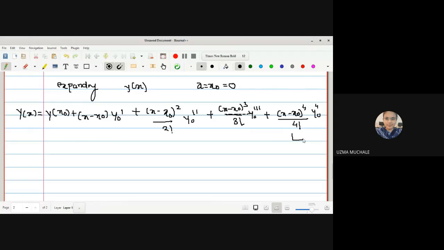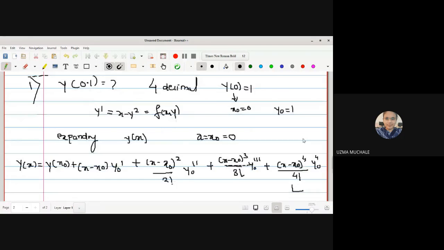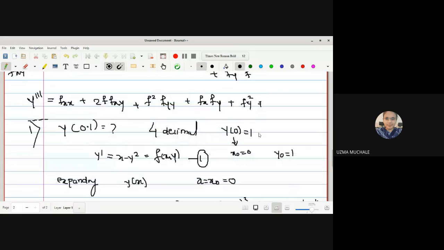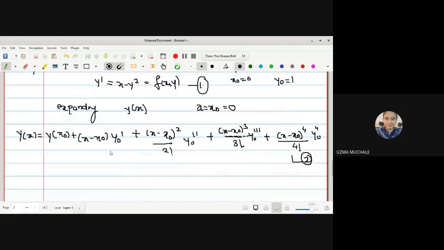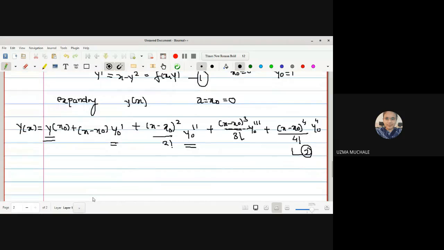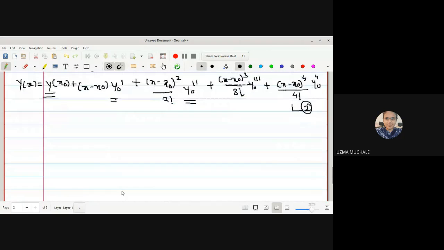Let me name it. Say this is our equation 1, which is given with some initial condition, this one. And this is our equation 2, which we are going to use. First, we have to find out y naught, which is given to us, y naught dash, y naught double dash, y naught triple dash, and all.